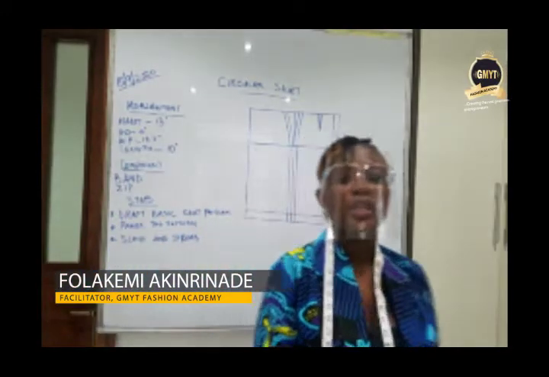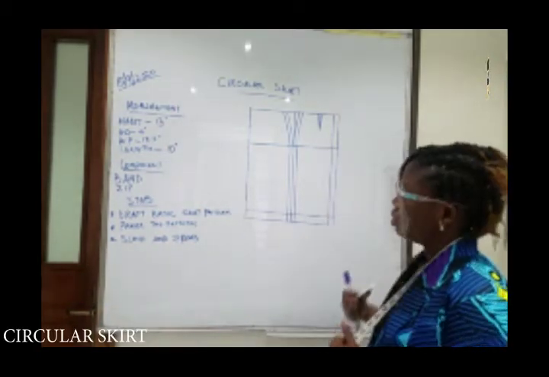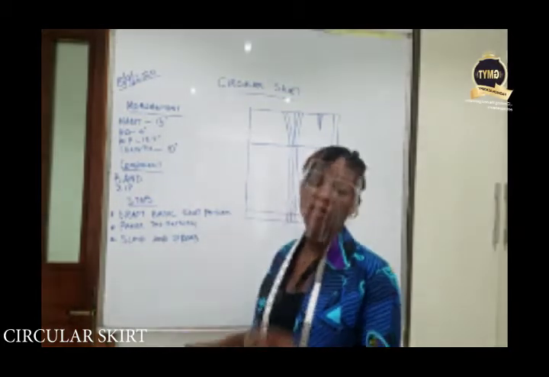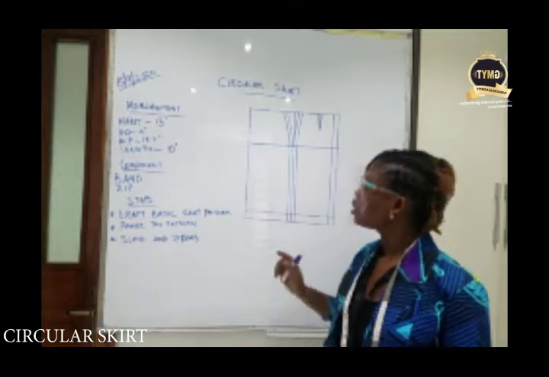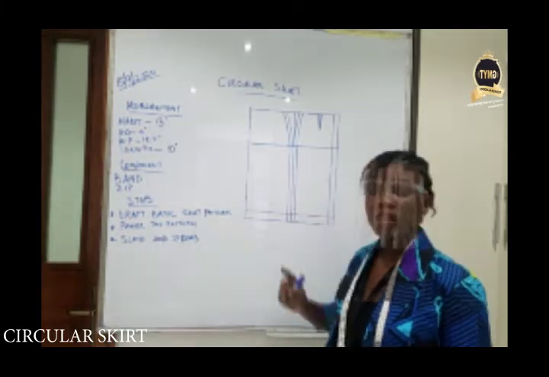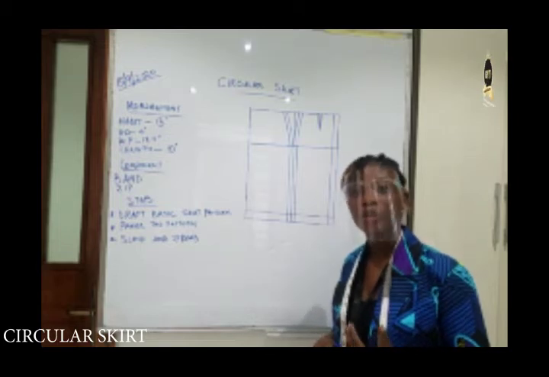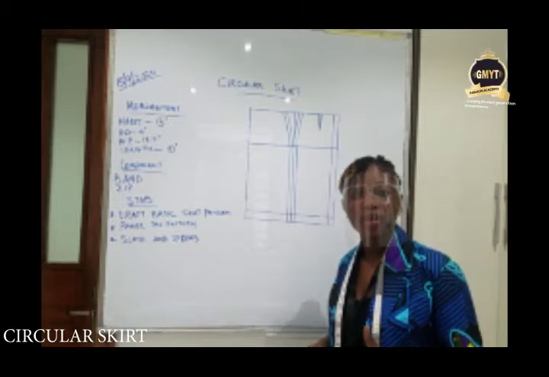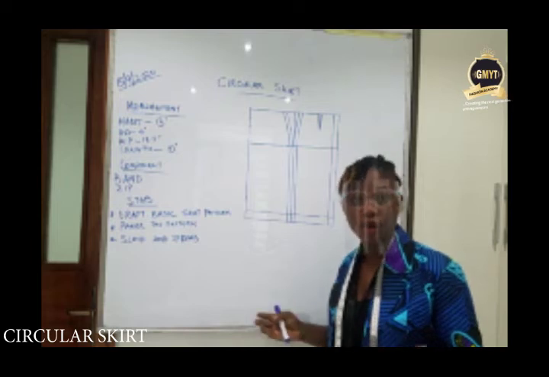Okay, good morning class. Today we'll be learning our circular skirt. So these are the measurements needed for your circular skirt. Before I start with the measurements needed, there are two methods of achieving your circular skirt. Either you use your pattern or you use the formula, which is C, circumference, equals 2 pi r, whereby you find r.